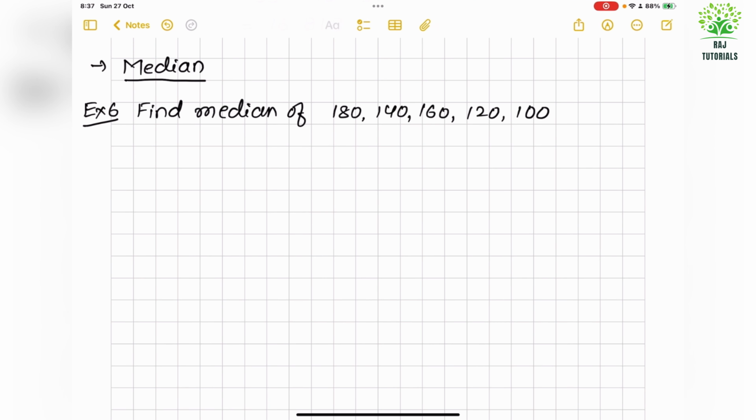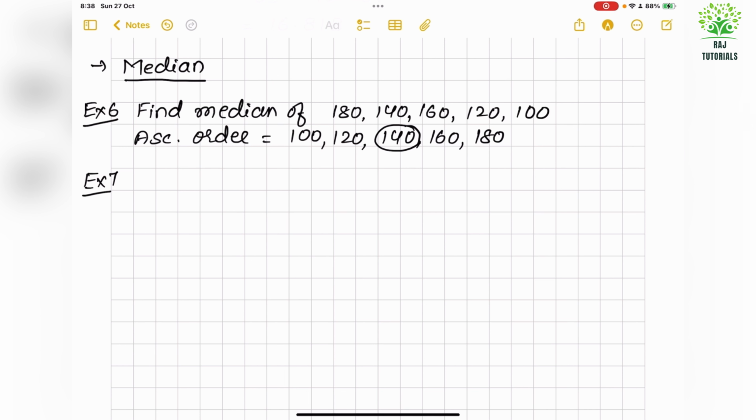Now next is median. So I am taking first a simplest sum, that is find median of 180, 140, 160, 120, 100. So first of all, always write that in ascending order. So if I write it in ascending order, so 100, 120, 140, 160 and 180. Now the central value I have to select. So 140 is my median. But this type of sum won't be asked to you in the exam, but to explain to you what is median, I have shown you one simple example.